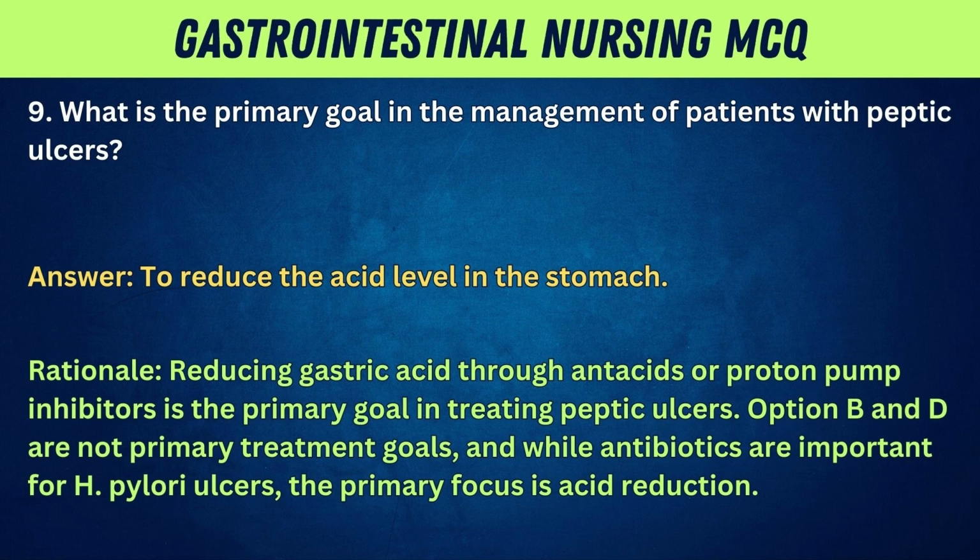Rationale: reducing gastric acid through antacids or proton pump inhibitors is the primary goal in treating peptic ulcers. Option B and D are not primary treatment goals, and while antibiotics are important for H. pylori ulcers, the primary focus is acid reduction.